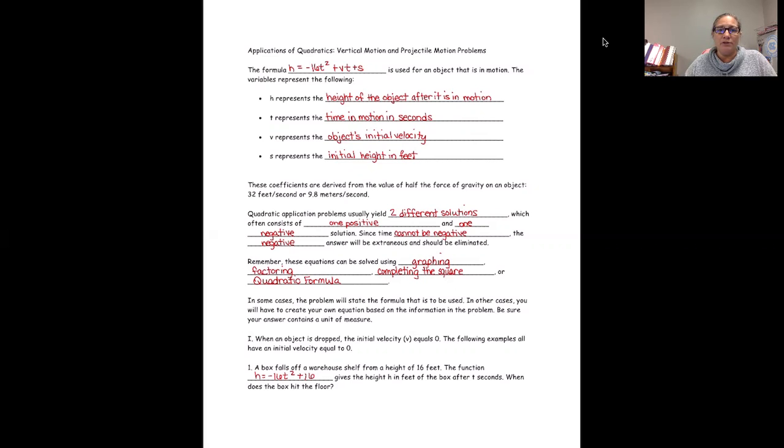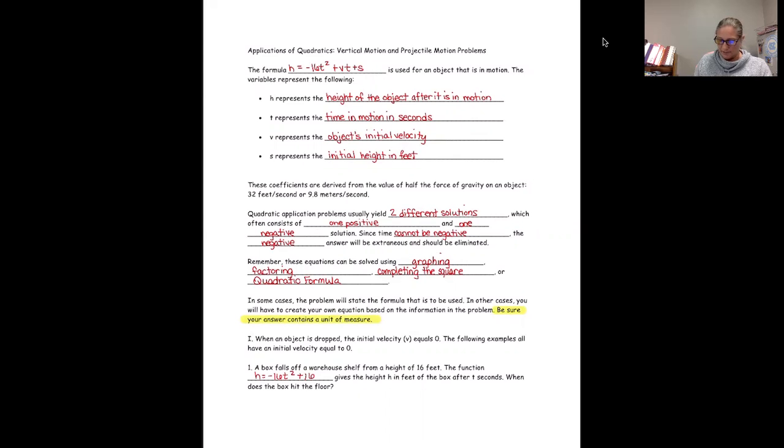Quadratic application problems usually yield two different solutions, which often consist of one positive and one negative solution. Since time cannot be negative, the negative answer will be extraneous and should be eliminated. Remember, these equations can be solved using graphing, factoring, completing the square, or quadratic formula, and I will tell you that factoring and quadratic formula are used most often. In some cases, the problem will state the formula that is to be used. In other cases, you'll have to create your own equation based on the information in the problem. Be sure your answer contains a unit of measure. Very important.